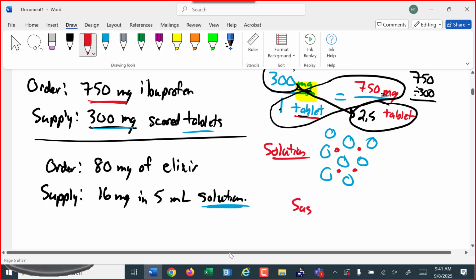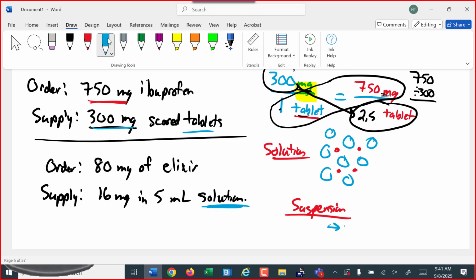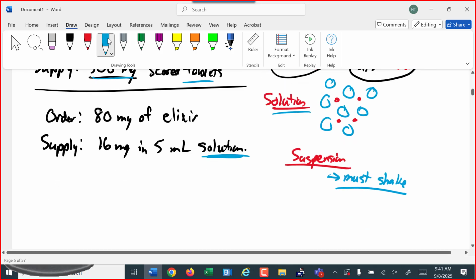A suspension is kind of like throwing a handful of dirt into water. You can shake it up and it gets evenly mixed, but you don't have to let it set for very long or it settles to the bottom. So suspension, you must shake it before you use it. A solution, if you do accidentally shake it, you should actually let it sit for a few seconds to reincorporate itself before you use it. So anyway, that's your little side chemistry note for the day.